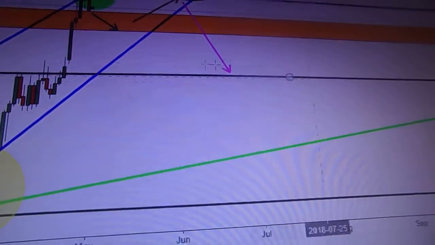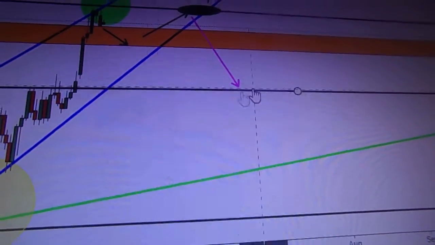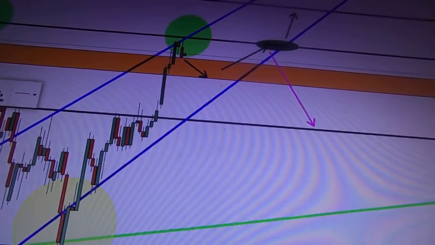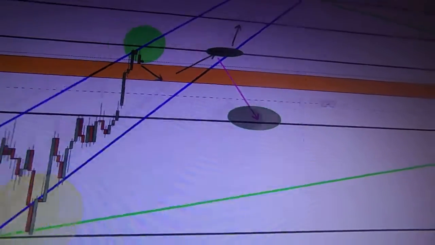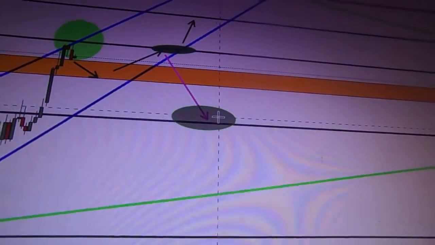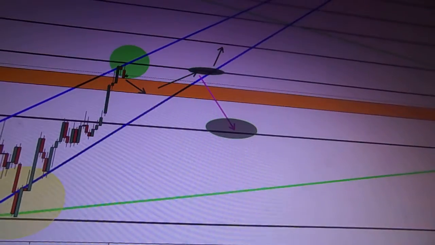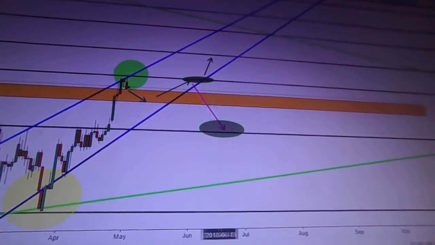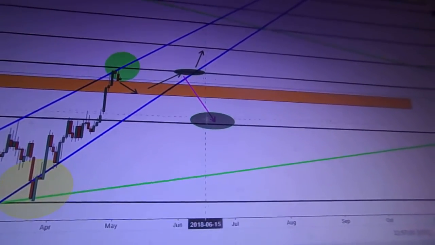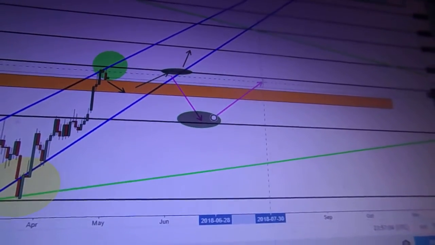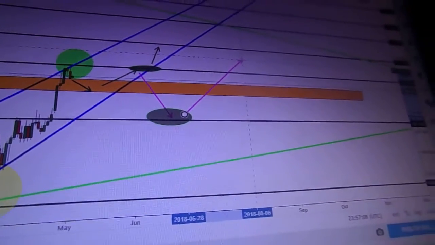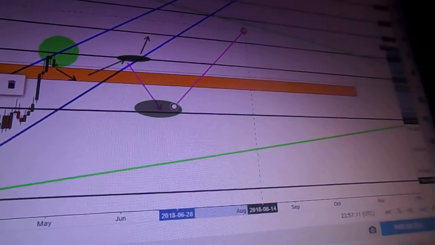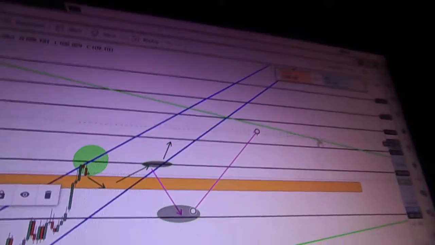And then it will test this area right here. I'm going to highlight this area. It will test this area right here. And once it happens right here, if it tests this area right here, it will then go back up to test this line right here, or it will break through so that way it can test this trend line going right here.